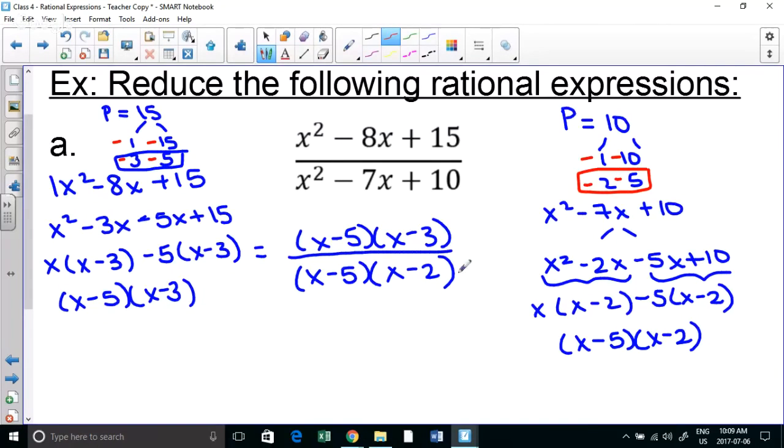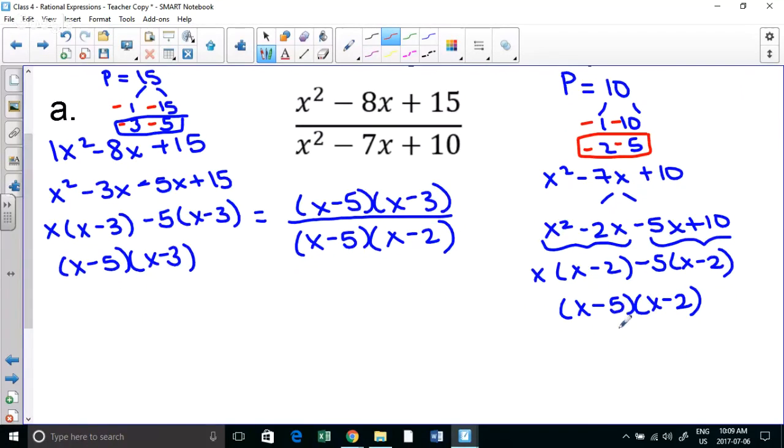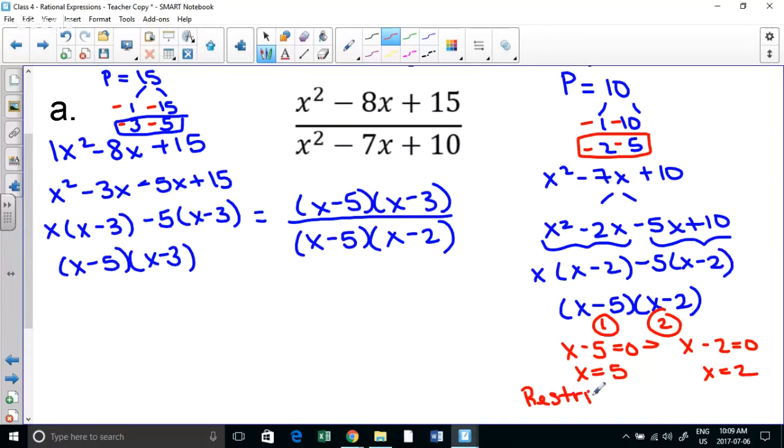Now, if I want to state the restrictions, I would go over here. I would say 1 and 2 because this is my denominator. So x minus 5 equals 0, meaning that x can't be 5. And x minus 2 equals 0, so x is 2. So my restrictions: x cannot be 2 or 5. Because if x is 2, this denominator goes to 0. If x is 5, the denominator goes to 0.